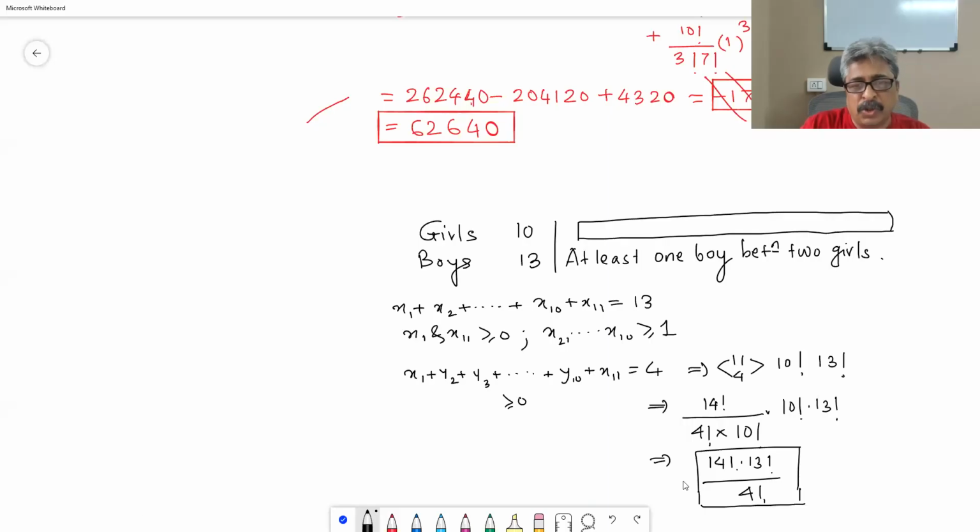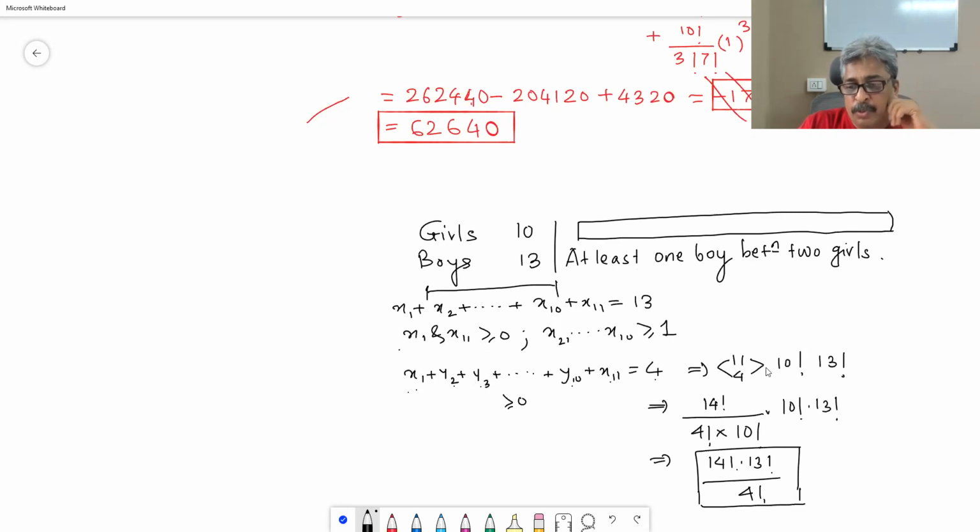Okay, so if I want to solve the 10 girls and 13 boys problem by elbow notation, with at least one boy between 2 girls, then the 9 positions will have at least one boy between them, and at the 2 extreme positions, even if the boy is not there, it is okay. So the new equation becomes x1 plus y2 plus y3 plus ... plus y10 plus x11 is equal to 4. Those 9 boys, we made them sit there first. We removed them from 13, and it makes 4.